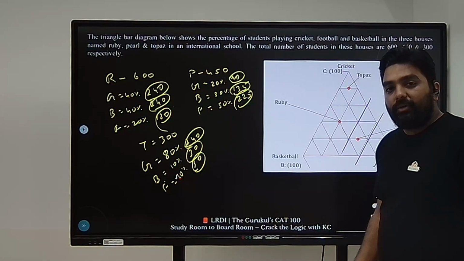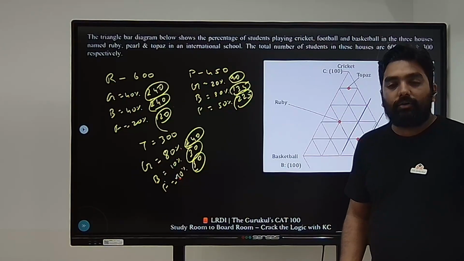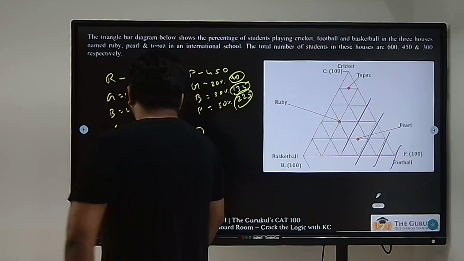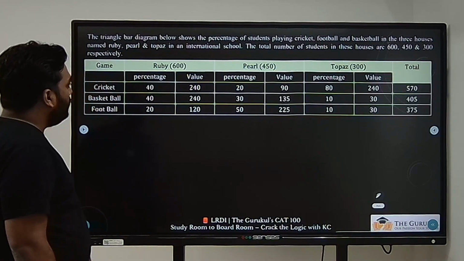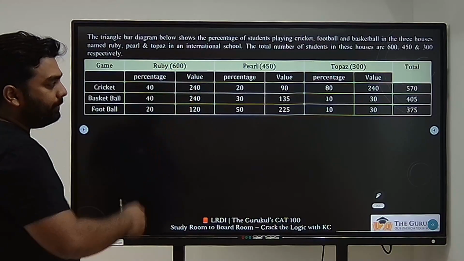The problem with the triangle graph is how you read the graph. Are you understanding how to read or not? It's the task over here. It's not solving the problems. Let's see the questions. Let's see how simple they are. These are the values which we already got. Percentage value, percentage value, percentage value.